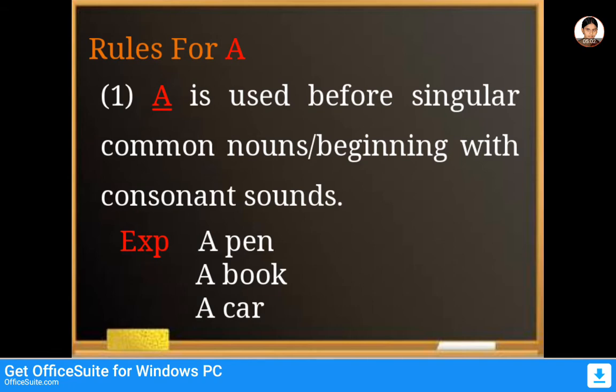Example: a pen, a book, a car. There are many pens: red pen, blue pen or black pen. Here it mentions a pen, a book, a car. A pen is a singular common noun. A book, a car: the words begin with a consonant sound. A is used before singular common nouns beginning with consonant sounds.